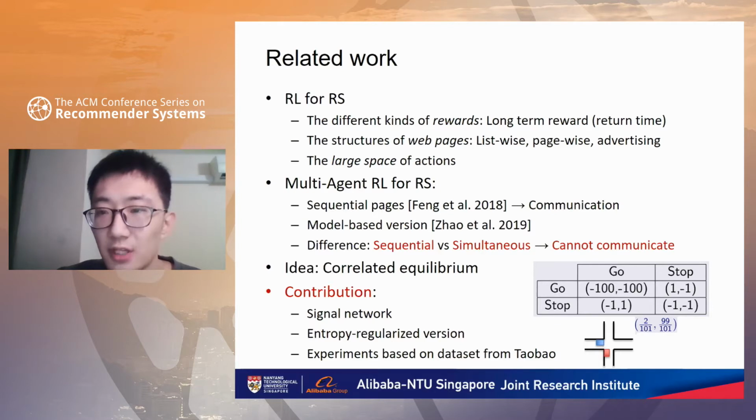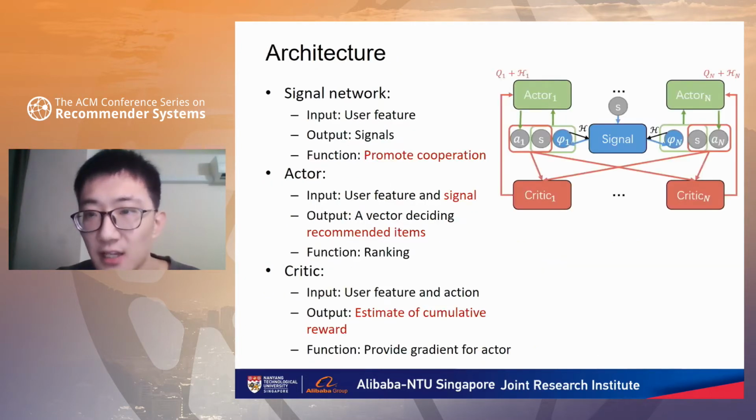So in our paper, we introduce a signal network to send signals to different agents to maximize the overall reward. Additionally, an interface-regularized version is proposed to promote exploration. We also implement experiments based on a dataset from Taobao, which is one of the largest e-commerce platforms in the world. The architecture of our method is shown in this figure.